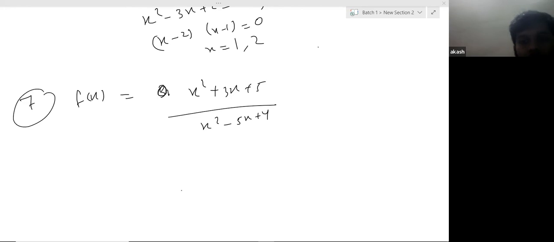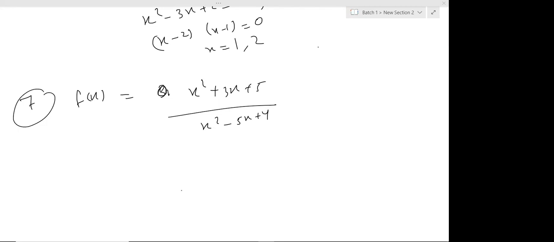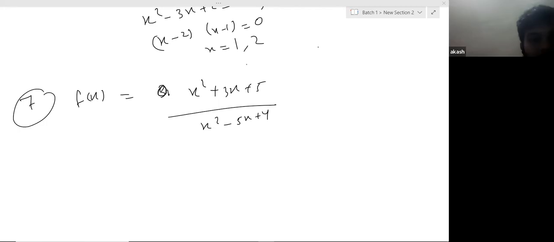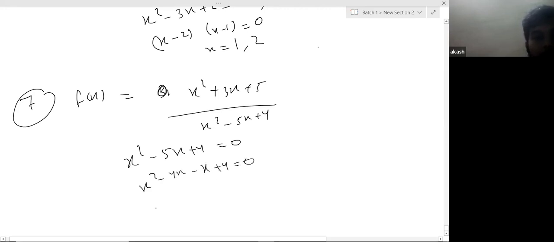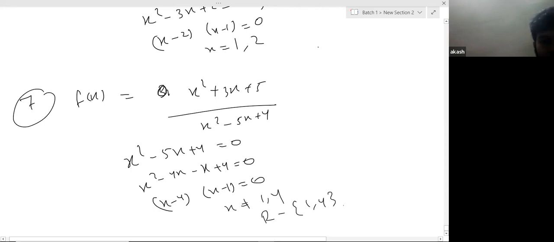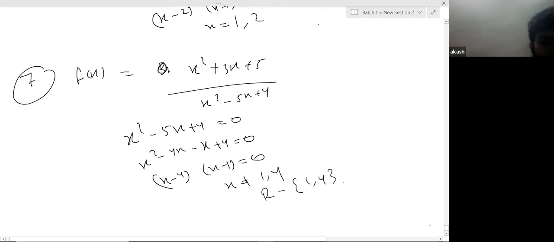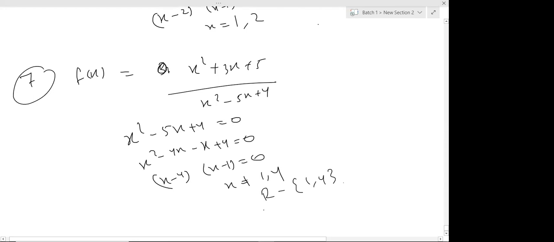All right. Done, everyone? Gautam, Abdul? Yes, sir. Here also the denominator should not be 0. This is x squared minus 4x minus x plus 4 equals 0. So this is (x minus 4)(x minus 1). So x cannot be equal to 1 or 4, so the domain is R minus {1, 4}. Right, Gautam? Yes, sir.